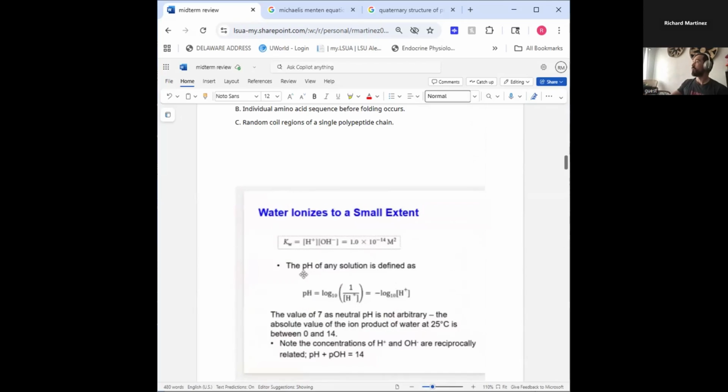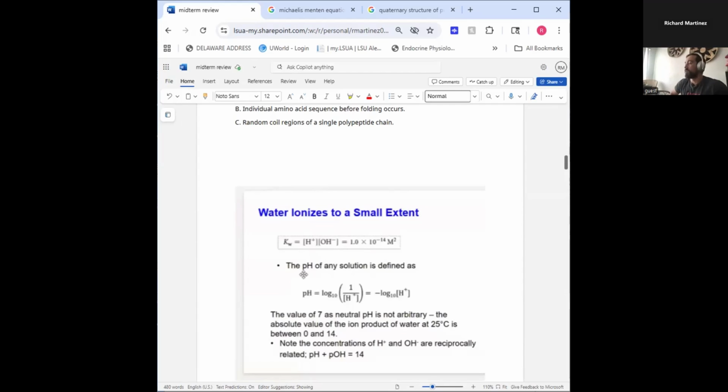Water ionizes to a small extent. So Kw is equal to [H+][OH-], and this is a constant, 1 times 10 to the negative 14th, moles squared. That's the ion product constant for water. It's always going to be the same at a given temperature.